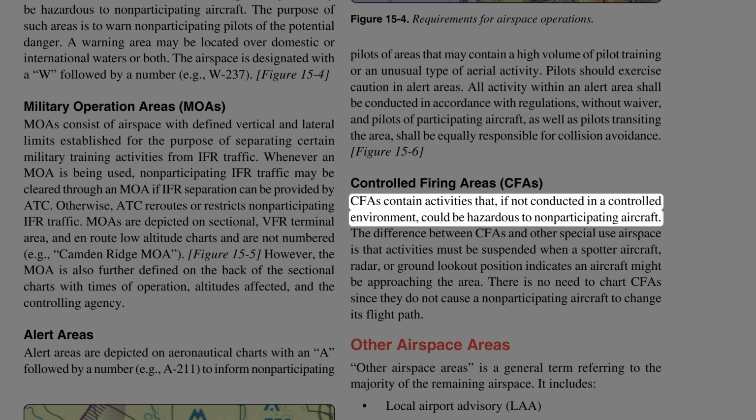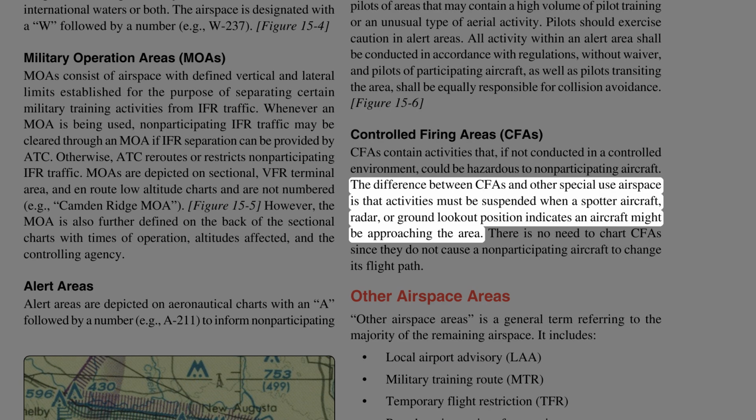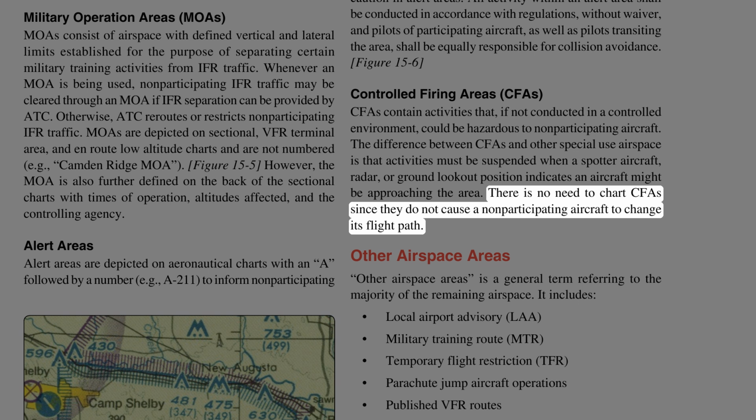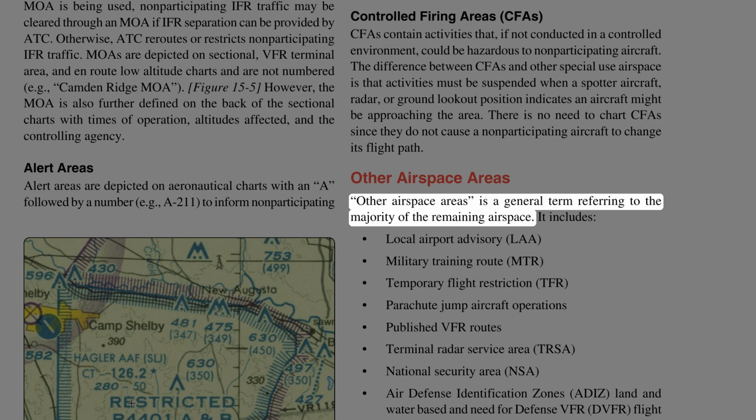Controlled Firing Areas, CFAs. CFAs contain activities that, if not conducted in a controlled environment, could be hazardous to non-participating aircraft. The difference between CFAs and other special use airspace is that activities must be suspended when a spotter aircraft, radar, or ground lookout position indicates an aircraft might be approaching the area. There is no need to chart CFAs since they do not cause a non-participating aircraft to change its flight path. Other airspace areas. Other airspace areas is a general term referring to the majority of the remaining airspace.